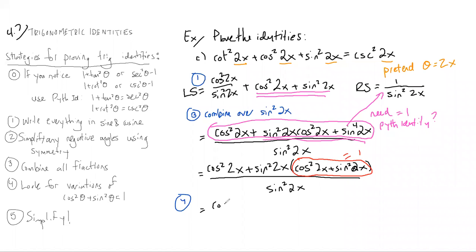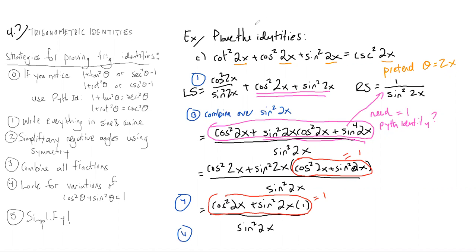I'm going to get equals cos squared 2x plus sine squared 2x times 1 over sine squared 2x. But now you should hopefully be seeing we have the exact same thing again, cos squared 2x plus sine squared 2x. This is also equal to 1. So by another application of that Pythagorean identity, I have now 1 over sine squared 2x, and that's my right side.